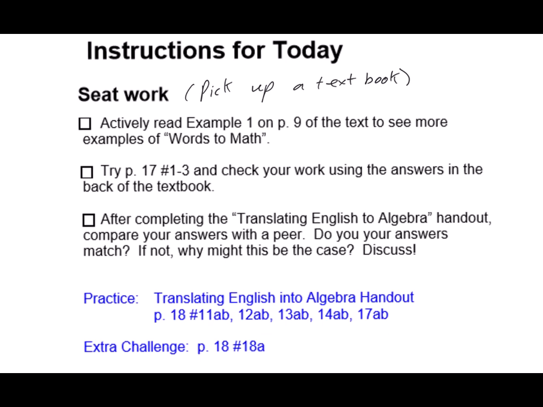Now, after completing the Translating English to Algebra handout, I want you to compare the answers that you got with a peer. And please note that I'm also going to take a snapshot of page 17, number 1 to 3, so that you can actively do the work at home in case you leave your textbook at school. Okay? And then I want you to do the practice sheet that I've handed out to you. And there's an extra challenge that I want you to take a look at on page 18, number 18A. Have a good day, guys.